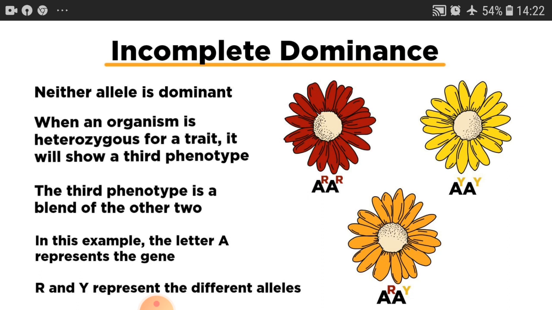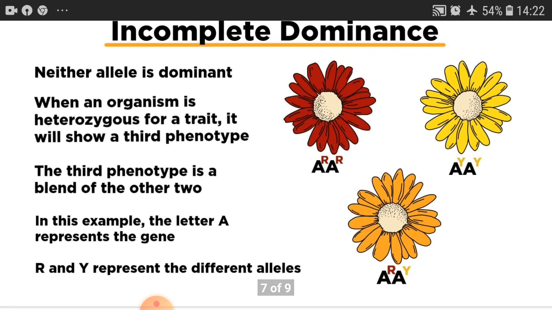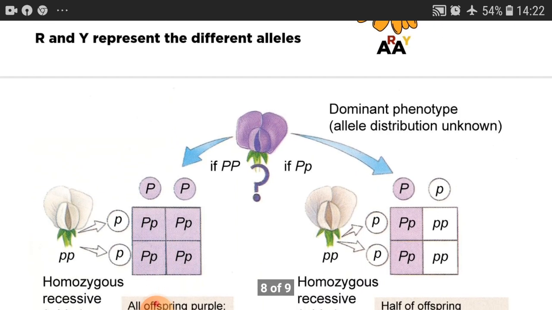So capital A with R, if both the alleles are like this, the flower is going to be red. And if it is capital A with Y, then it is going to be yellow. But in the hybrid of both these, we get one A with R and one A with Y. So here the color is intermediate between the two flowers. It is neither red nor yellow. So this is what is incomplete dominance. Although in the F2 they may be again represented.